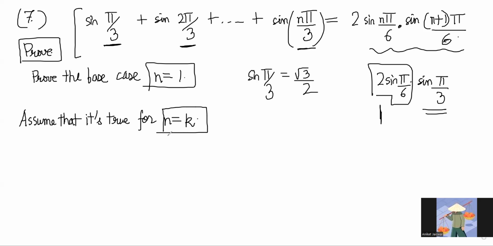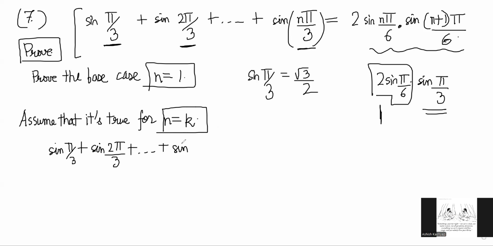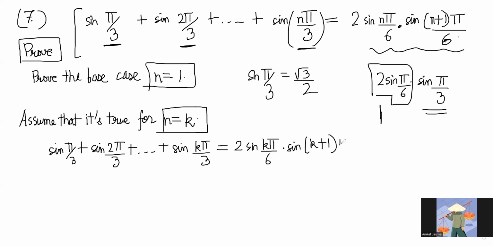Yes, sir. That is the induction step. You will assume that the relationship is correct for n equal to k. So what we know now is sin(pi/3) + sin(2pi/3) + and so on till sin(k pi/3) is equal to 2 sin(k pi/6) multiplied by sin((k+1) pi/6). Yes sir, we have assumed that this is correct.